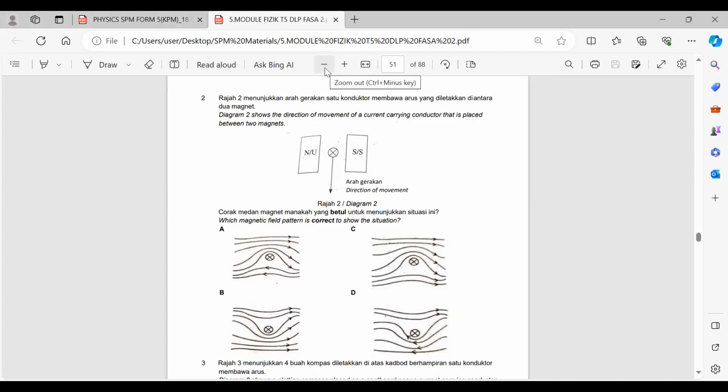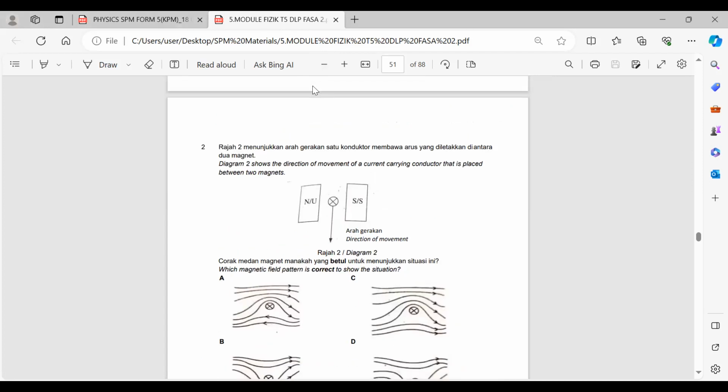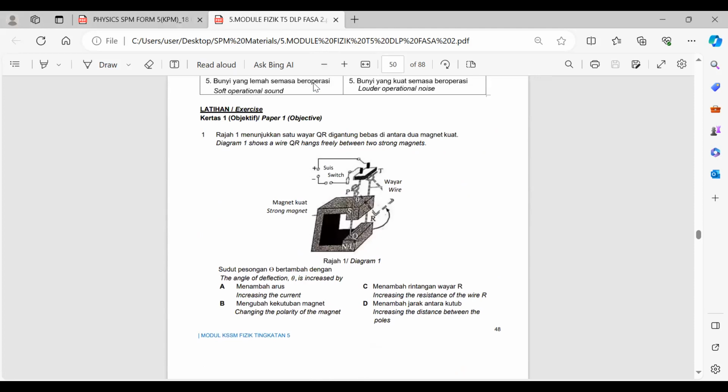So question number 2. So just now we were looking at this question. So this is basically about the force experienced by a conductor which is placed in the magnetic field. Okay, so in what way we can actually increase the degree of deflection? So an example we have discussed in the last class. Okay, so one, we increase the magnitude of the current that's flowing through.